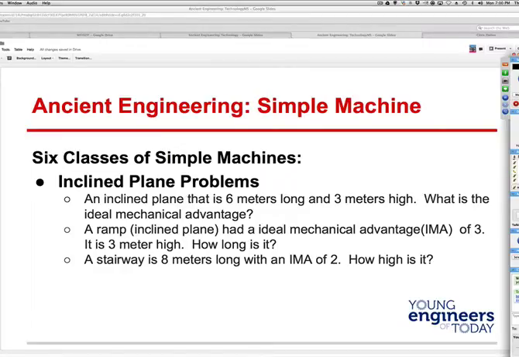Hello? Could you please repeat the answer for that question? The answer for that question is 4, because the IMA is 2, right? 2 equals, it's 8 meters long, and that's the top of the equation. 2 equals 8 over the height. Solve for h, and you end up with 4. Does that make sense now? Yes. All right, good. Thank you. You bet.